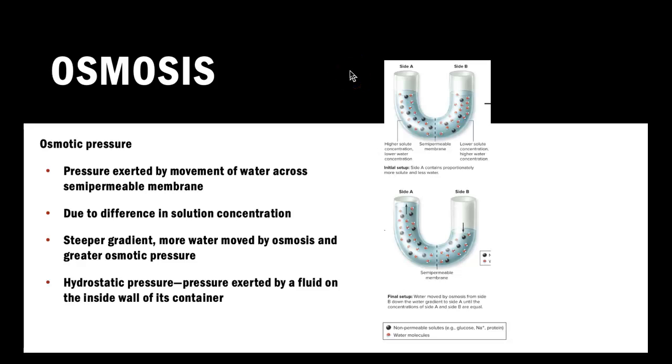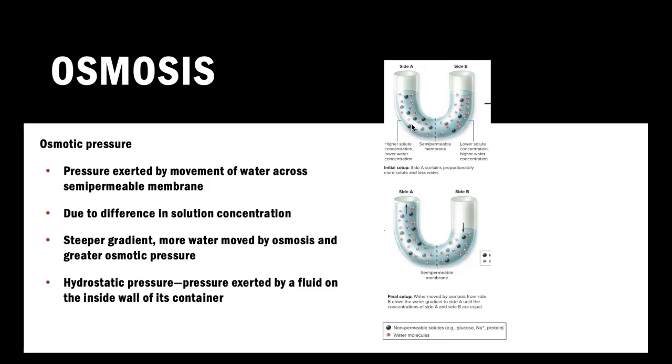Now let's talk about osmotic pressure. This is going to be what drives osmosis, the pull of the water. And again, this is due to our solute concentration on either side. If we have a steeper gradient, meaning we have a lot more solutes on one side than the other, then we will see that there will be greater osmotic pressure or a greater pull on the water to move to that side.